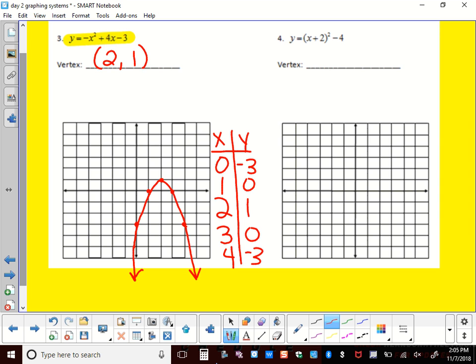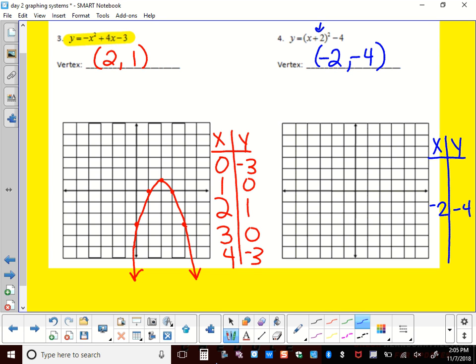Number 4, I should be able to tell what's my vertex in vertex form. Brian, what's my vertex? You don't have to type anything else. You need the opposite of the first number. Your second number stays the same. So when you type this into your calculator, I want you to give me 2 points above and 2 points below. So you have parenthesis, x plus 2 squared minus 4. Give me 2 points above my vertex.